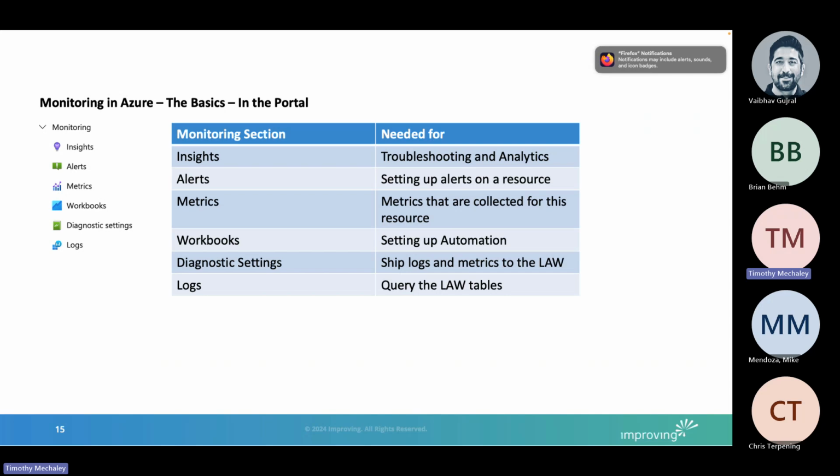So insights. This is basically explaining what you've all seen in the portal: insights, alerts, metrics, workbooks, diagnostic settings. Workbooks is where you're setting up automation. We went over diagnostic settings, logs. It's basically like I want to query the LAW on this resource. That's where you would click on that.